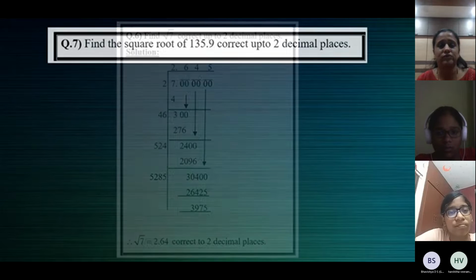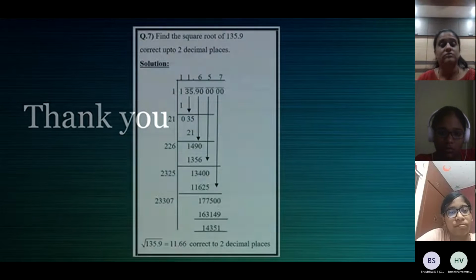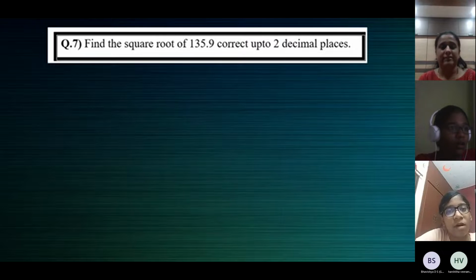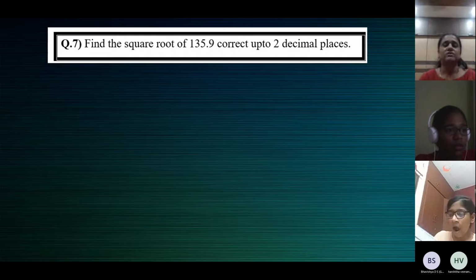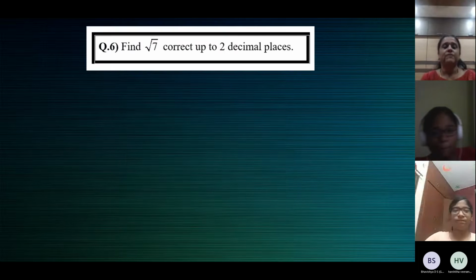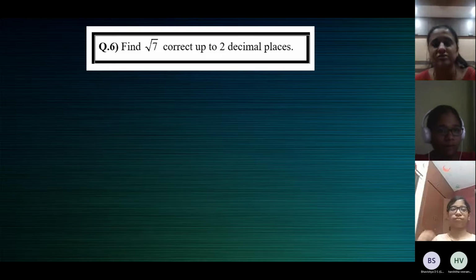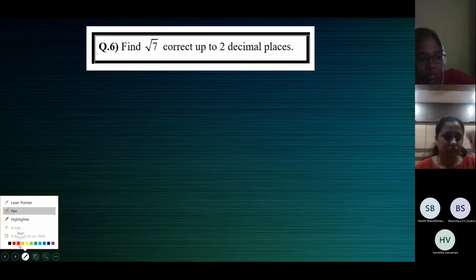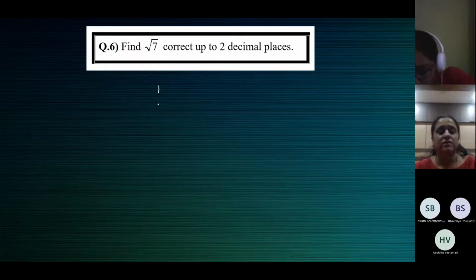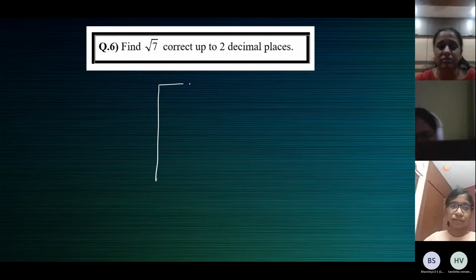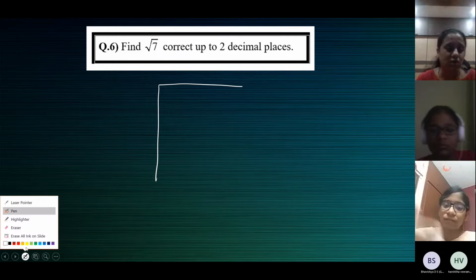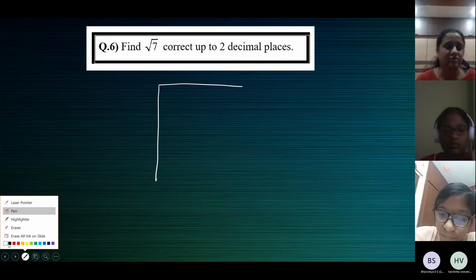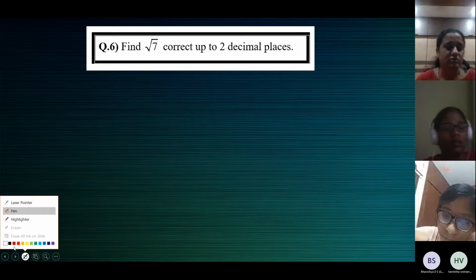With this, we come to the end of squares and square roots. So find the square root of 130. Find the square root of 7, correct up to 2 decimal places. This is very important, children. Maybe you have not learned it in school now, but it is very useful for higher standards ahead. So don't ignore this.